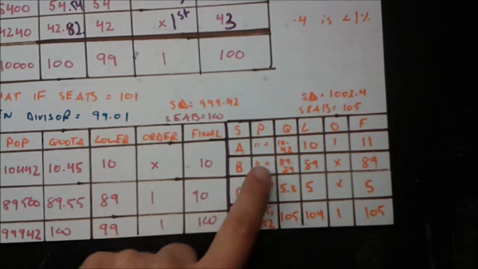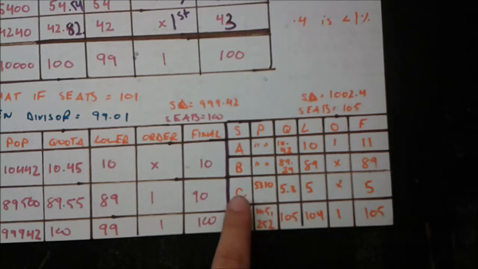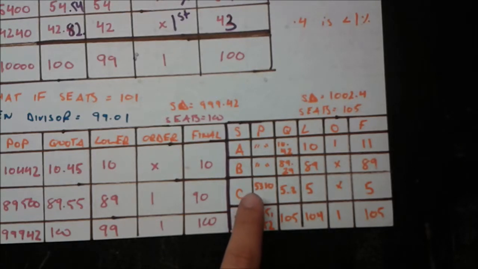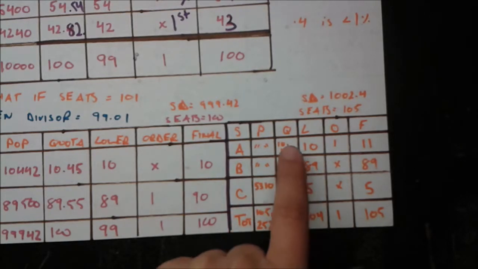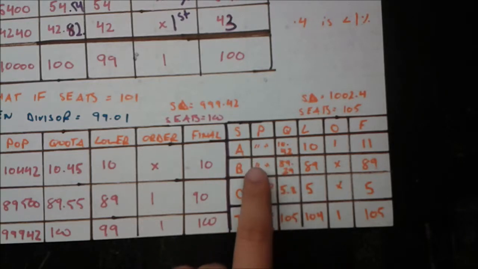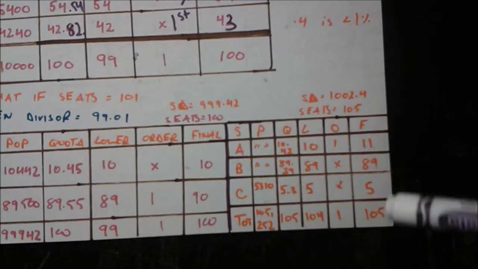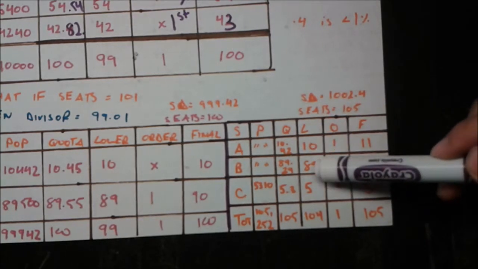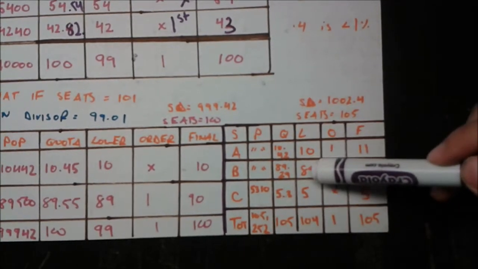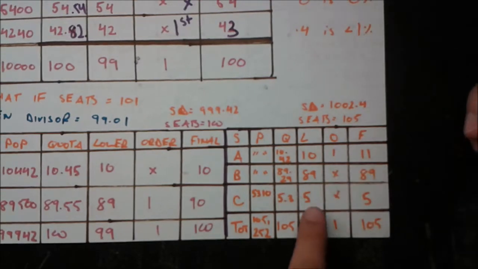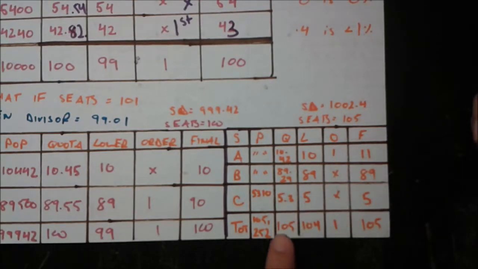So we have states A and B, and their populations are going to be the same. State C is new, with a population of 5,310 people, and the quotas are here. It's going to be 10.42, it's going to be 89.29, and the new quota is 5.3. So taking the lower quotas, we have 10, 89, and 5. So notice these two lower quotas are the same, and this is 5. So the 5 seats that we added are in fact going to C.